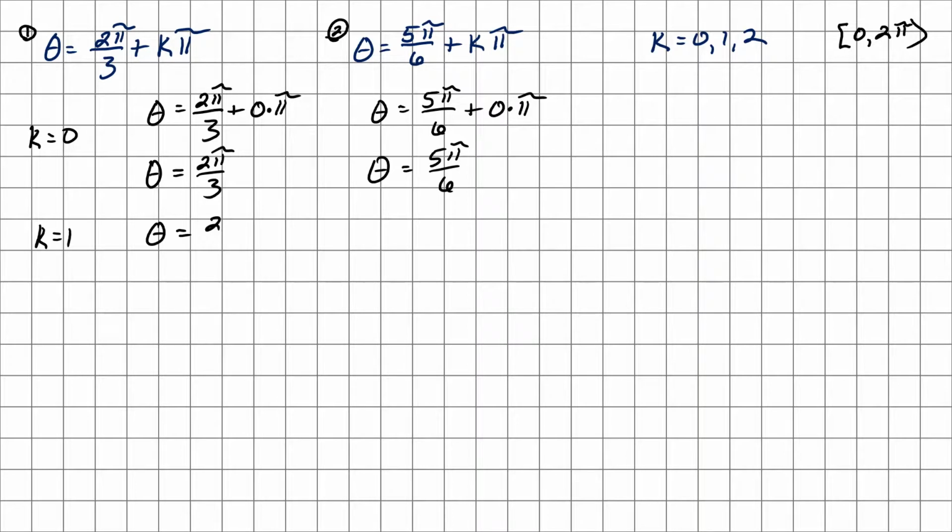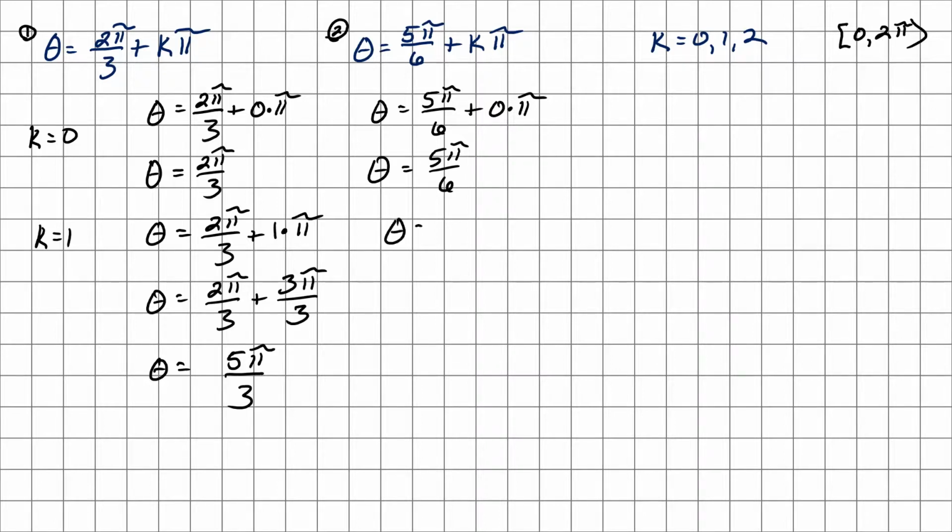So theta will be equal to 2 pi over 3 plus 1 times pi, which means that theta is going to be equal to 2 pi over 3 plus pi. Actually, I'm sorry, that should be 3 pi over 3 because I wanted to find a common denominator. So theta is equal to 2 pi plus 3 pi, which is 5 pi over 3. Does that work? Yes, because it falls between 0 and 2 pi.